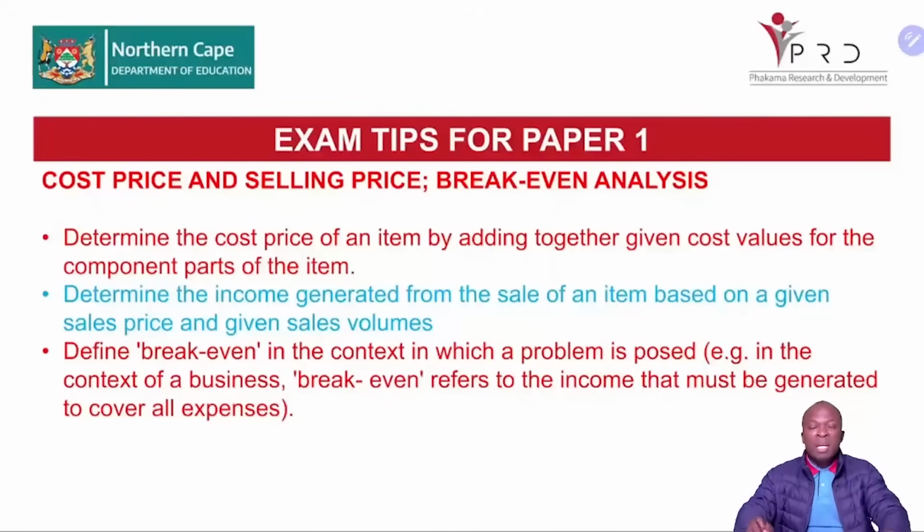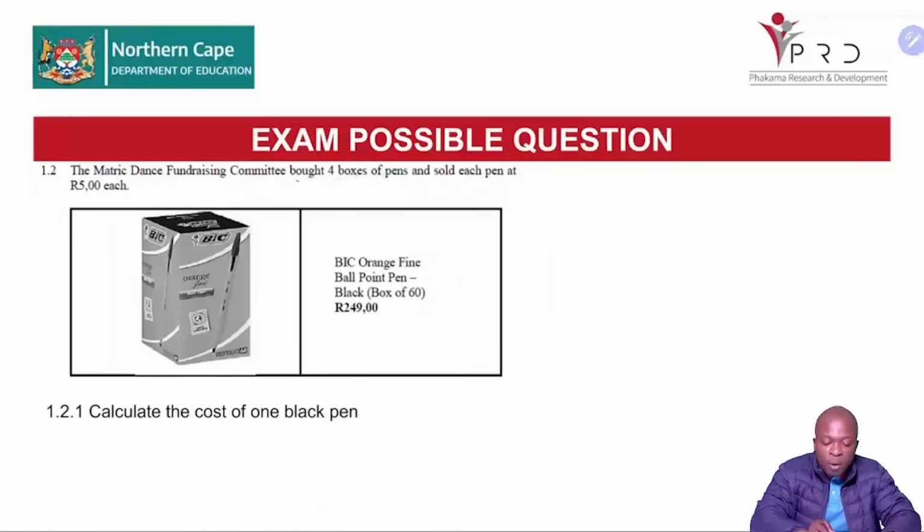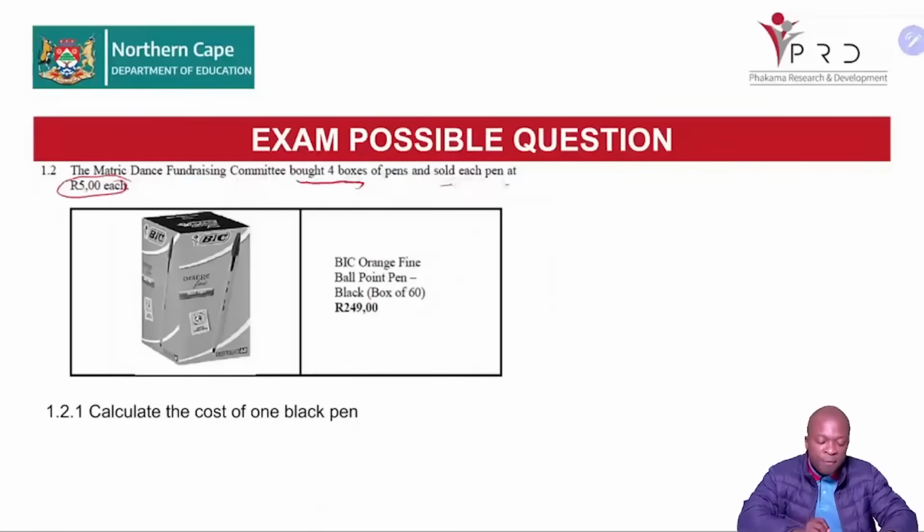So now let's get to the other aspect of cost price, selling price. Once you are able to determine the cost price and selling price, it means that the examiner is leading you to find out what you know about break-even point. And I've already explained to you that break-even point is the point in the business where the income and expenditure are the same. So let's look at an example here. We have bought 4 boxes, all right? And we sold 4 boxes of pen. And we sold each pen at 5 rand each. So let's get the information that we have here.